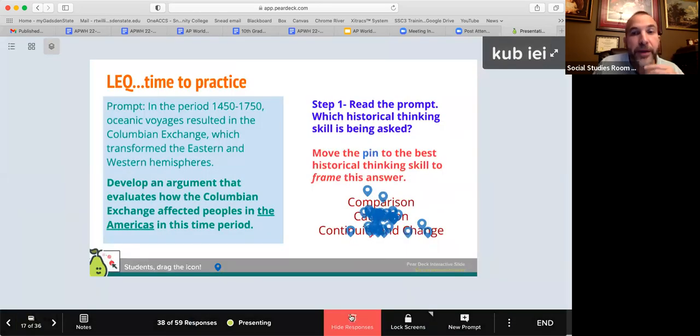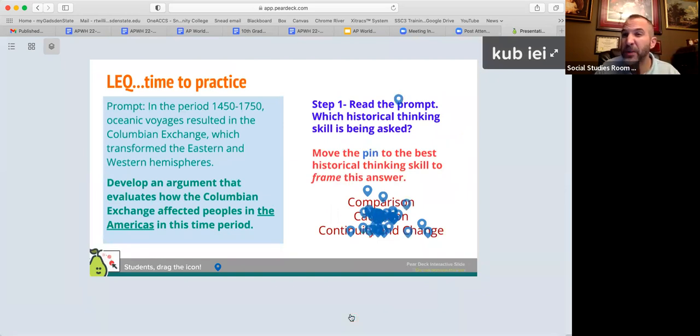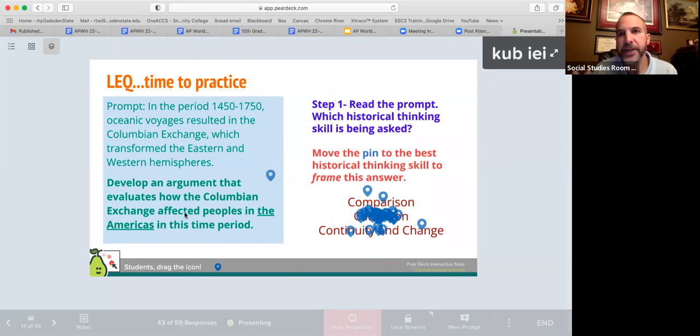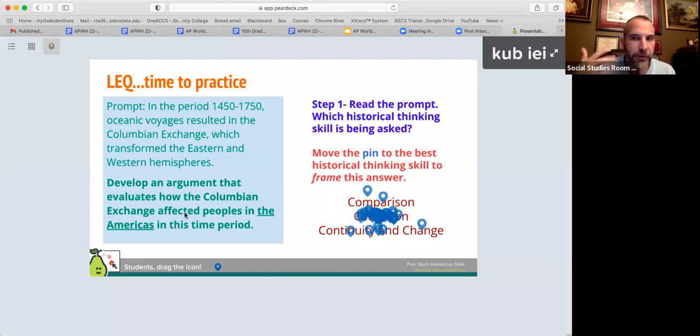Great job. And causation is your best answer because it's probably the easiest. Again, the key word you're looking at is "evaluate how the Columbian Exchange affected peoples in the Americas." So the word "affected" there, if you look at the prompt closely, will tell you what the historical thinking skill is.